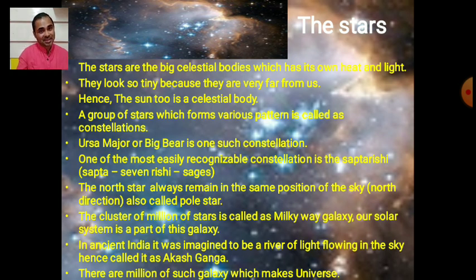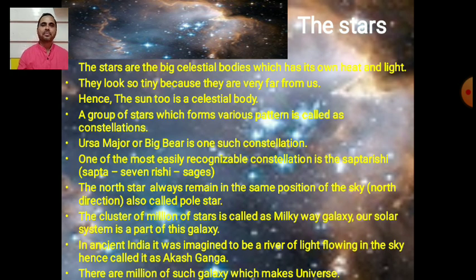What are celestial bodies? Shining objects. Okay, how to differentiate stars from other celestial bodies? If you look at the sky at night and any celestial body you see is twinkling, it is called a star, right? Okay, then if a star is such a big celestial body, why does it look so tiny? Because they are very far away from us. Okay, they are very far away from us.